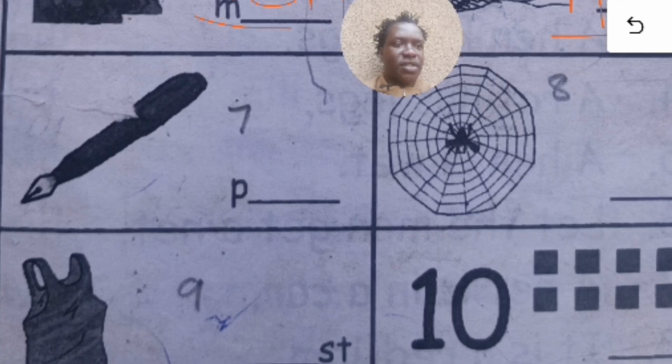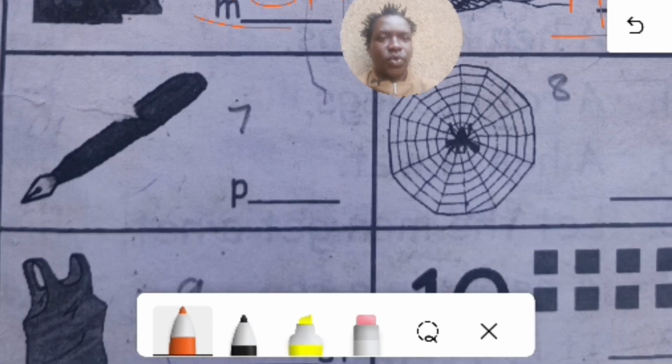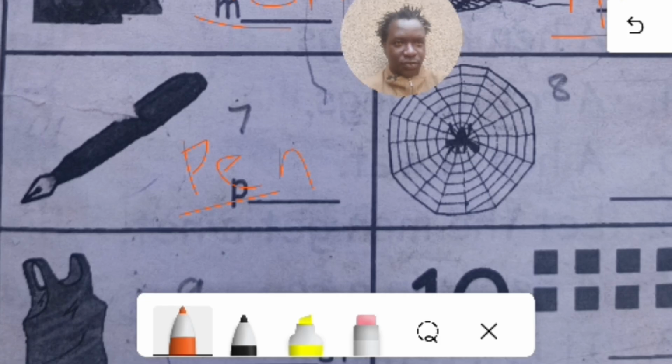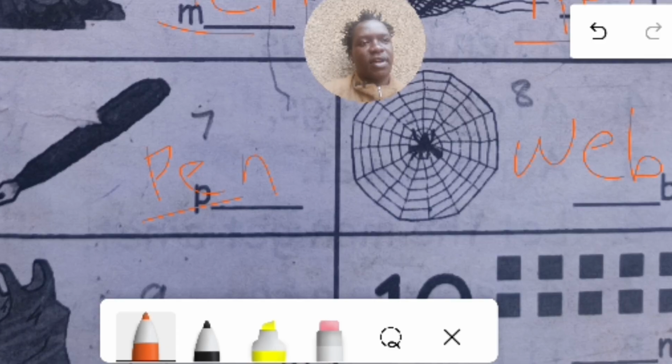And picture number 7, we have P for pen, this is pe, consonant. If you add the vowel A, you get pe plus N, that is pen. And then picture number 8, we have web. Web starts with consonant W, plus vowel A, and then B, it becomes web.